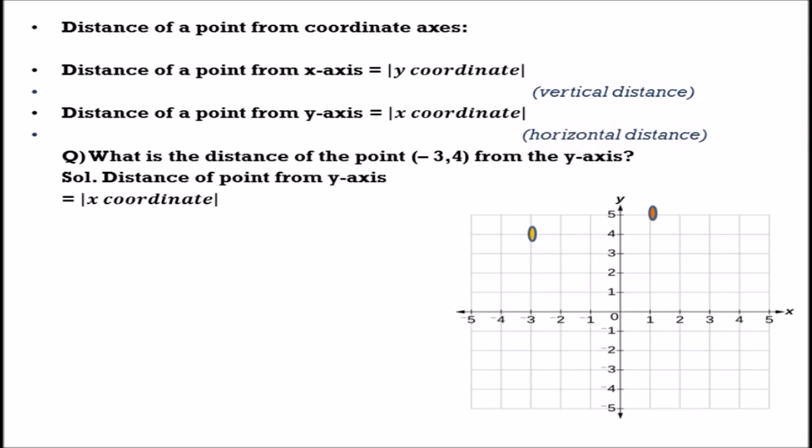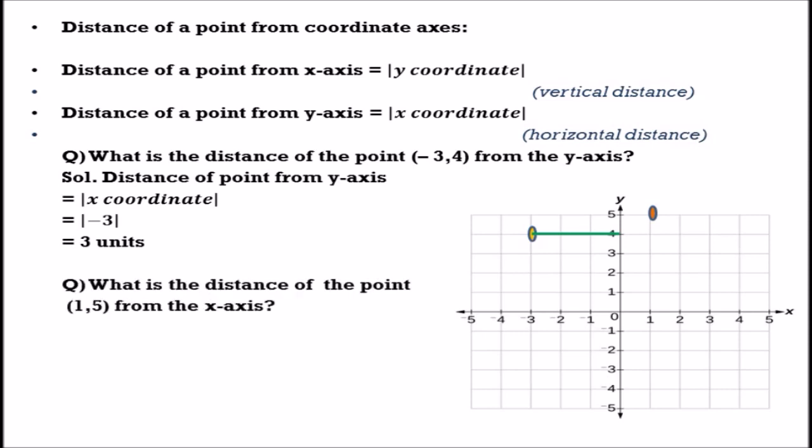Since distance of point from y-axis equals to absolute value of x-coordinate, it will be equals to modulus of -3, since x-coordinate was -3. Minus means the direction was towards the left. But since distance is a scalar quantity, we will only be taking the magnitude, the face value. So modulus of -3 will be 3 units. The face value is 3. So distance of point from y-axis is equals to 3 units.